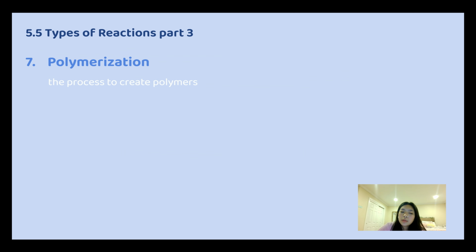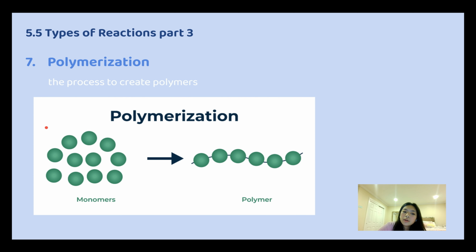Now let's go for your last type of equation, which is a polymerization reaction. This is the process where you create polymers. So you're given monomers and you create a polymer.